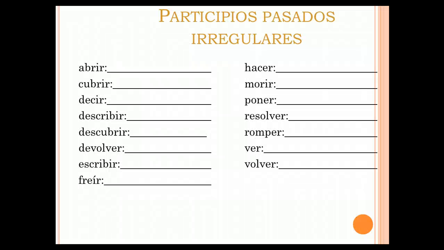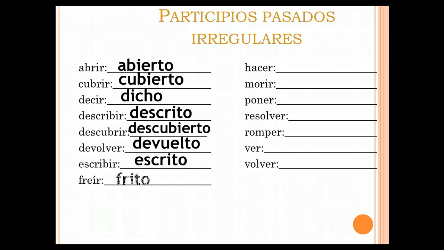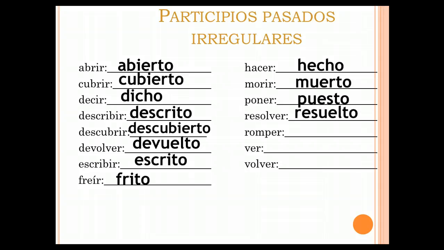And then, of course, we have our irregular past participles. So I'm sure a lot of you remember a lot of these from Spanish too, but just in case you forgot, abrir, abierto, cubrir, cubierto, decir, dicho, describir, descrito, descubrir, descubierto, devolver, devuelto, escribir, escrito, freír es frito, hacer es hecho, morir, muerto, poner puesto, resolver, resuelto, romper is roto, ver is visto, and volver is vuelto.